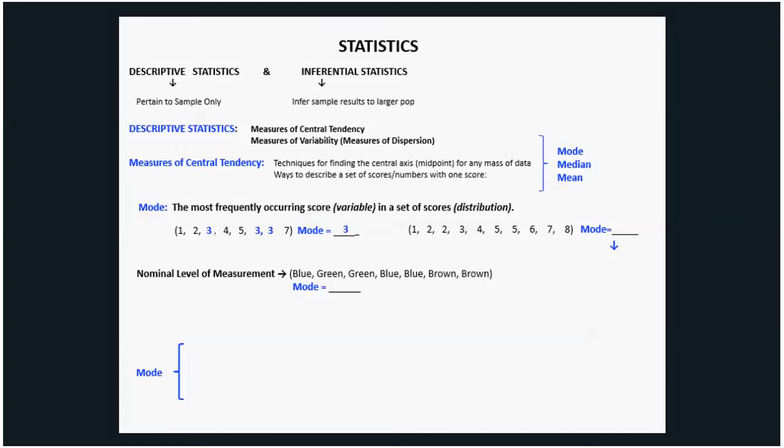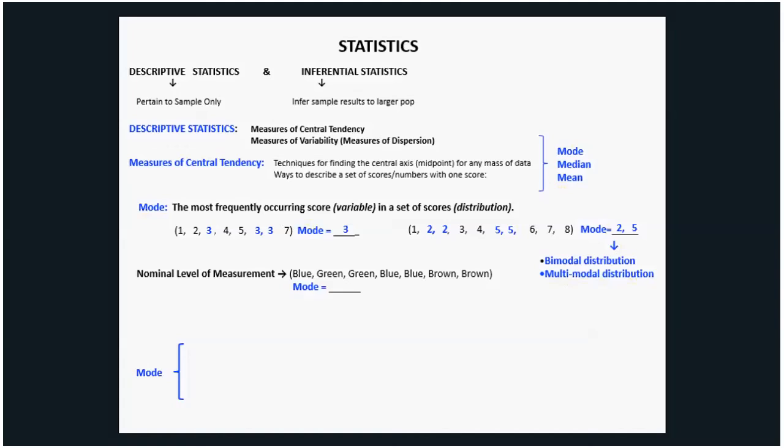Now, what if we look at this one over to the right of this set of numbers, and now we've got a distribution that includes 1, 2, 2, 3, 4, 5, 5, 6, 7, 8. If we look at this, we've got 2 2s, but we've got 2 5s now. So our mode is going to be 2 and 5. This is what we're going to call a bimodal distribution or a multimodal distribution. You can have more than one mode in a distribution, but you can have only one median and one mean. So with your mode, you can have more than one.